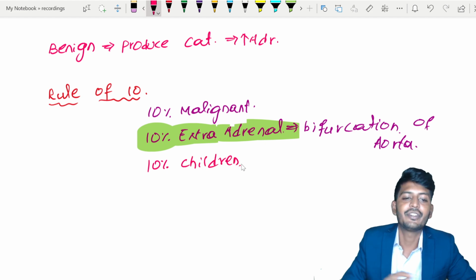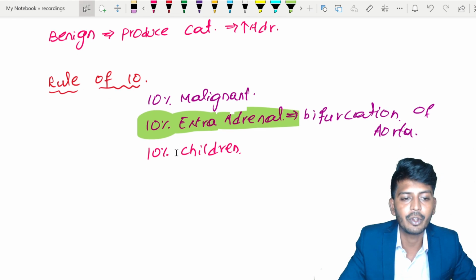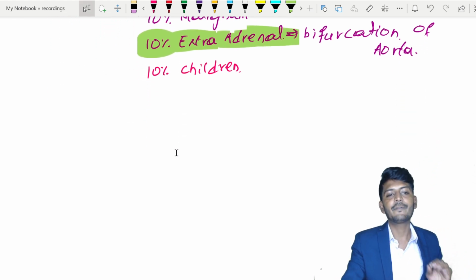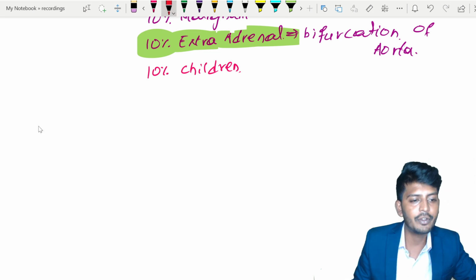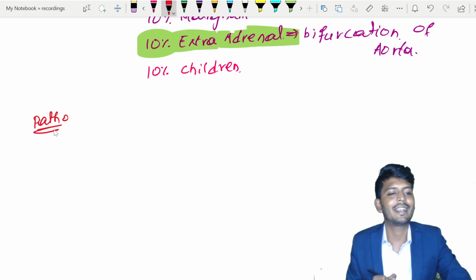10% of them are found in children. So these are a few important basics which I want you to remember about pheochromocytoma. When we are speaking of pheochromocytoma, already as we understood, pathogenesis. What is a pathogenesis? Pathogenesis, I want you to understand very clearly.